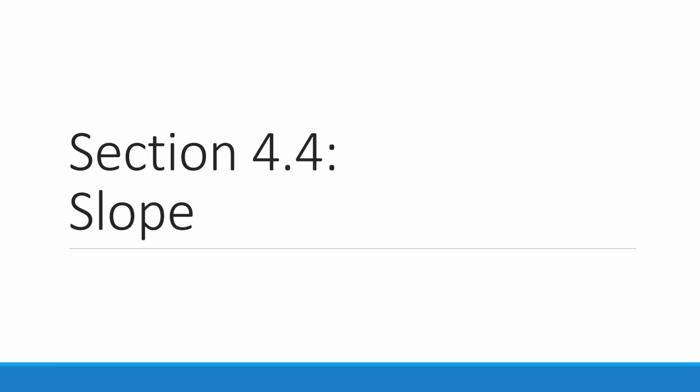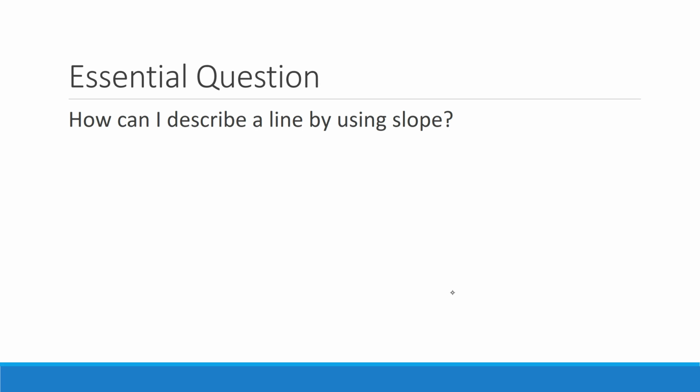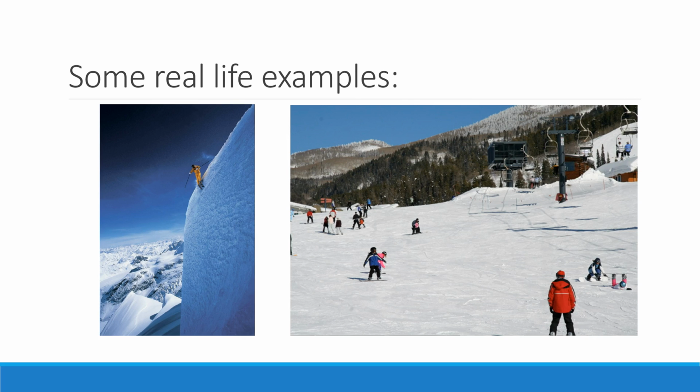Slope. What mysteries await us in today's section about lines? Well, first of all, the essential question is, how can I describe a line by using slope? And if you think about slope, it really makes sense in real-world contexts. We like to talk about how slanty things are, how steep things are, how not steep things are.